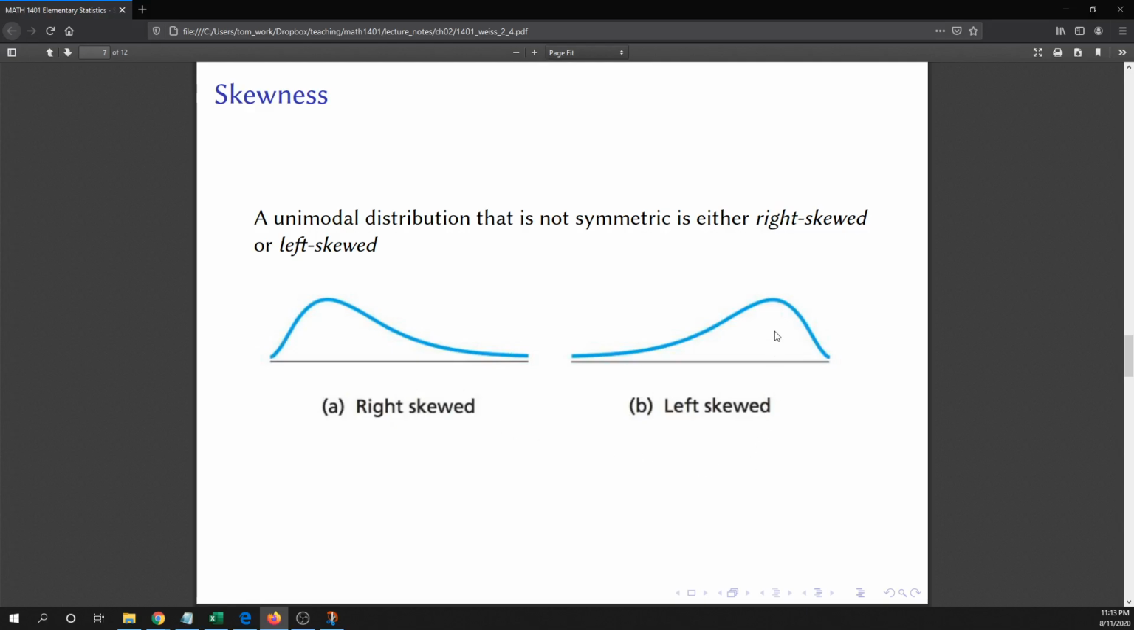And this one is called a left skewed distribution because it has a really long tail that extends really far over here to the left.